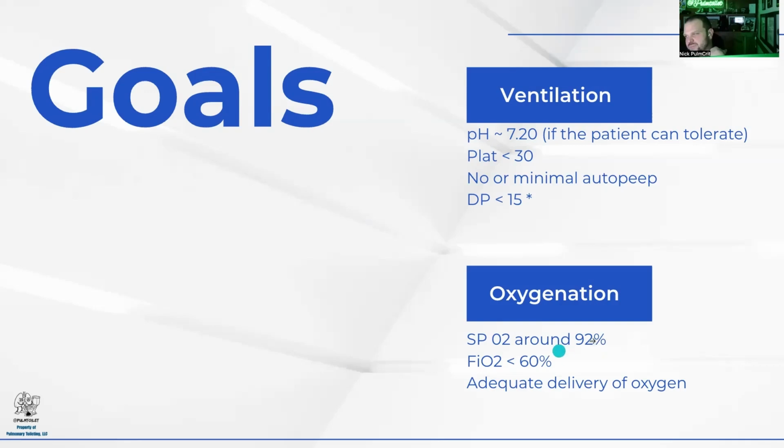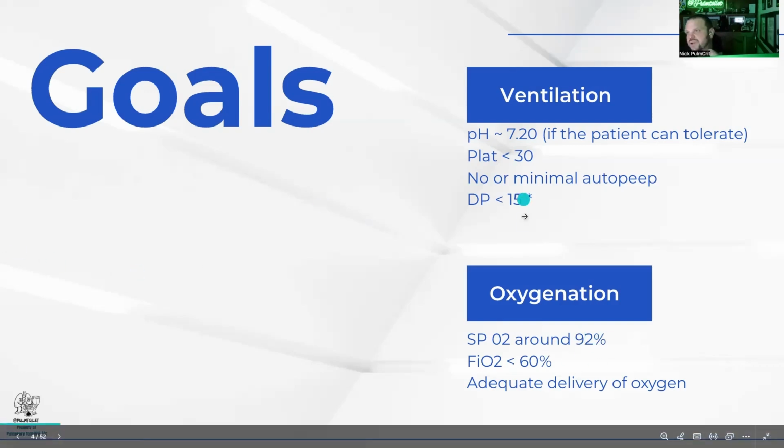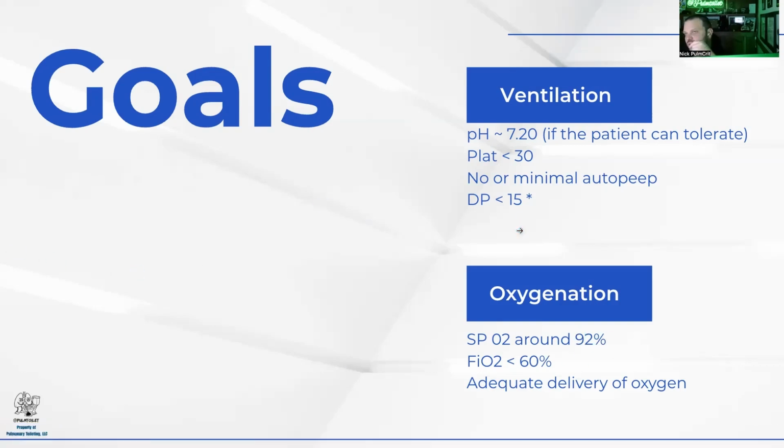Oxygenation: you want to keep your SpO2 around 92%. It's a huge moving target depending on if your patient has chronic hypercapnic failure, chronic hypoxemic failure, pH, a slew of other things, but around 92%. We like to keep the FiO2 less than 60%. We know more than 60% is tied to oxygen toxicity. Certainly, if you need more than 60%, your P/F ratio is probably going to be in the realm of not acceptable, where you might start thinking about proning. So 60% is a nice number to shoot for.